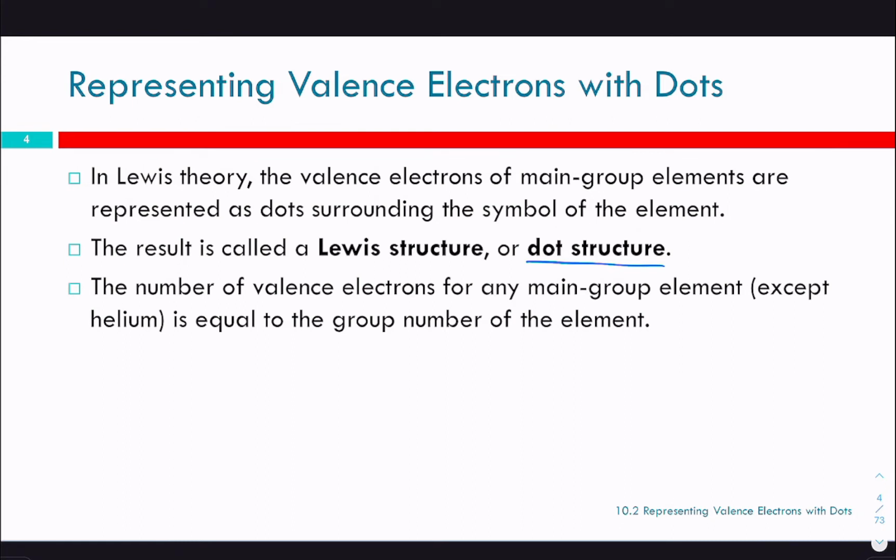The number of valence electrons for any main group element, except for helium, is equal to the group number of the element. So that is on these periodic tables, 1 and 2, and then we skip over to 13, 14, 15, 16, 17, and 18. And those are 3A, 4A, 5A, 6A, 7A, 8A. And that's how many valence electrons they have.